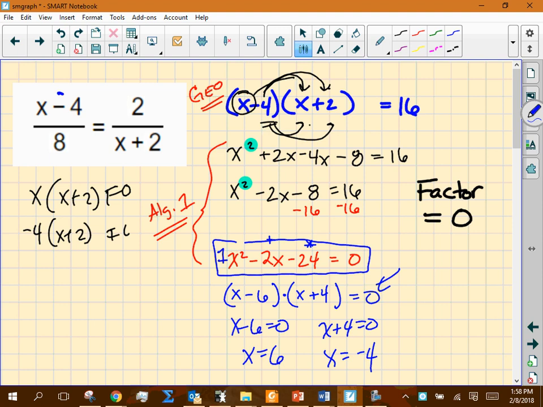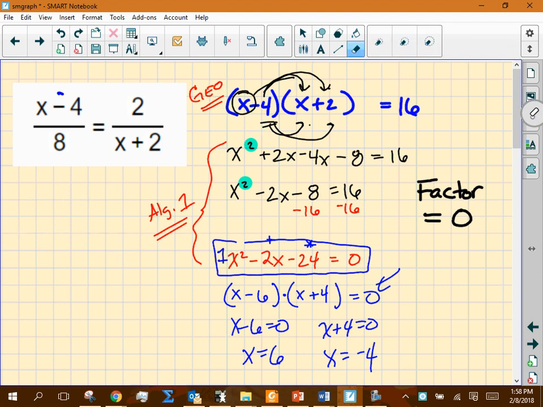So, that's what we get. X is 6 and x is negative 4. Now, why does that make sense, or does that make sense? Do both answers make sense? Come back up to our ratios. If x is 6, what would this numerator right here be? 2. So I get 2 over 8, right? If x was 6, what would this denominator be? 8. Would you agree that that's a true statement? 2 eighths equals 2 eighths?